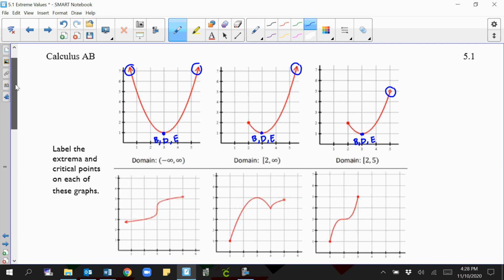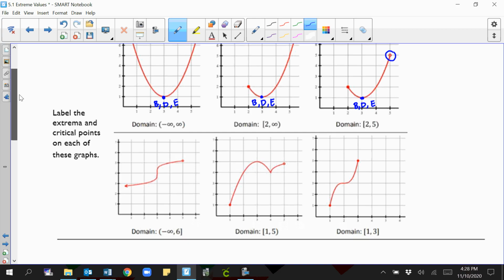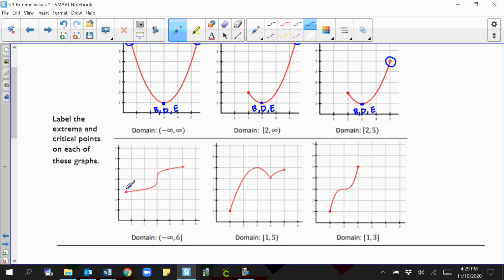Okay, let's look at some different shaped graphs. If I'm looking at this one right here, this arrow means it's going to keep on going down, so I'm not going to have any minimums. And we've got an open point on this end, so we're not going to have any maximums either. But this point right here in the middle, I'm going to say is a critical point because my slope at that point is undefined. So that is our critical point there.